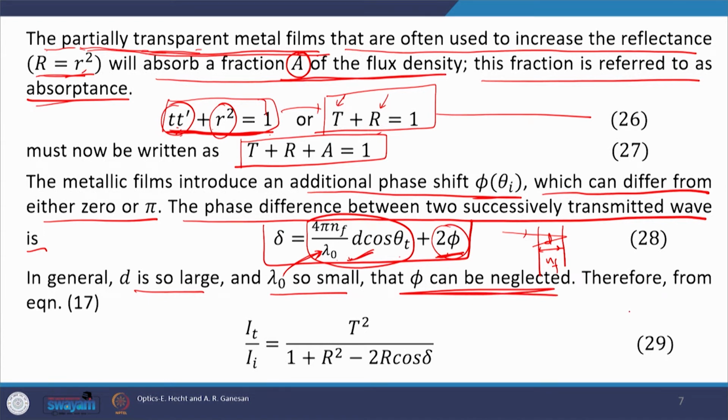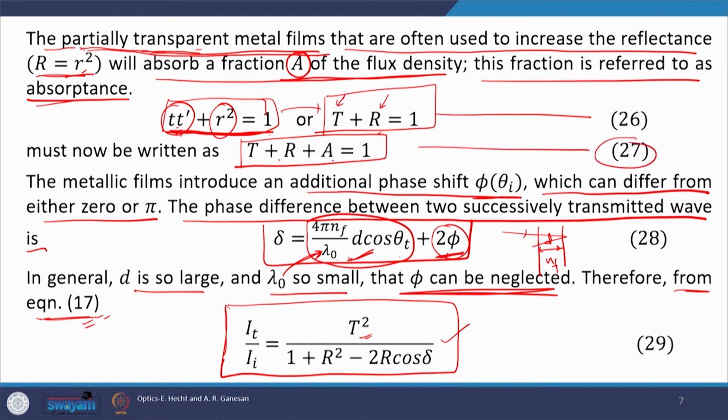And therefore, from this thin film relation, which we studied in our last class, equation number 17 modifies to equation number 29. The relative transmitted irradiance modifies to equation number 29 here. Now, in the numerator we have capital T, but we know from equation number 27 that capital T is equal to 1 minus R minus A.